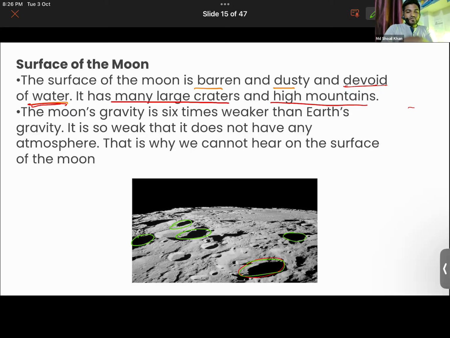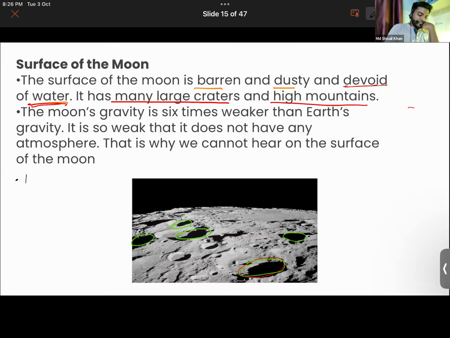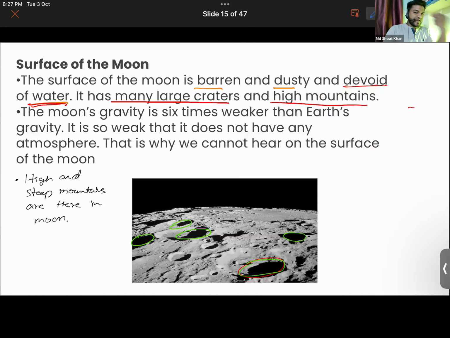Also on the moon, you will see there are steep and high mountains also present, right? So we have got high and steep mountains on the moon.